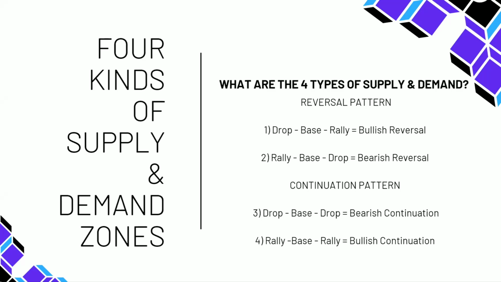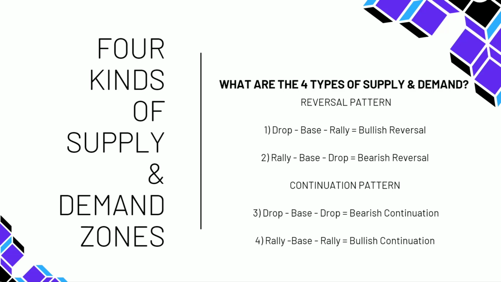So there are four kinds of supply and demand zones. All right. What are the four types? We have two which are reversal patterns, and another two which are continuation patterns. We have a drop base rally, which is a bullish reversal. We have a rally base drop, which is a bearish reversal. The continuation patterns are drop base drop, which is a bearish continuation, and rally base rally, which is a bullish continuation.